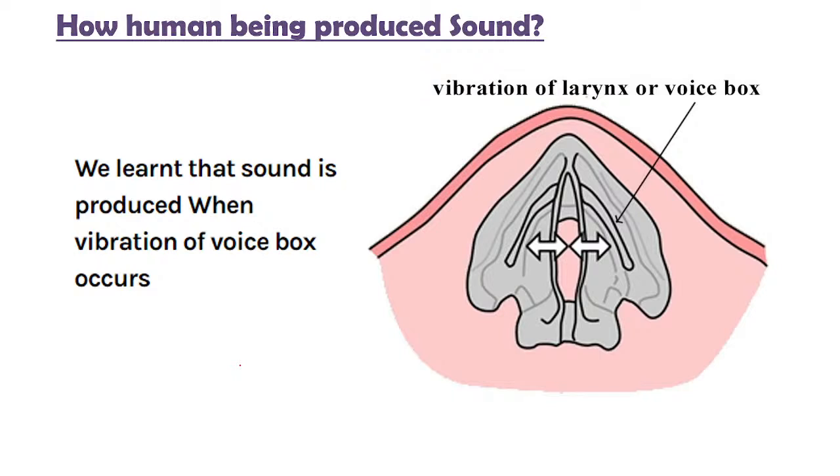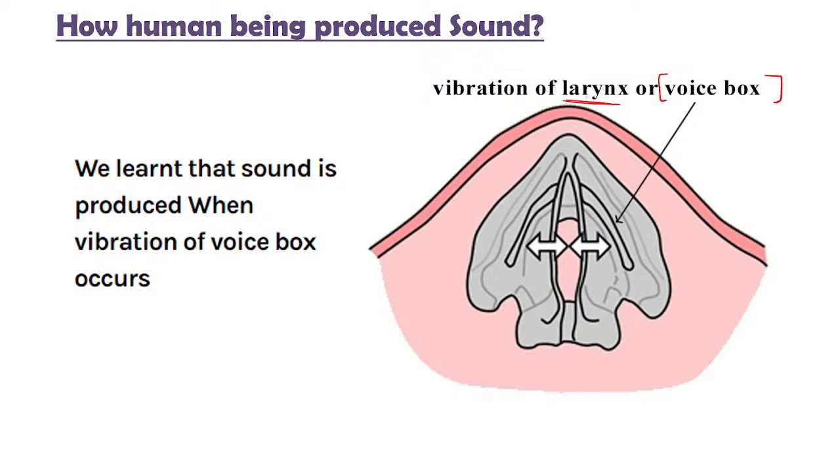And what is that? There is one part in the body which is called the larynx, and locally it is called the voice box. What do we call it? A voice box. This voice box is able to produce sound.